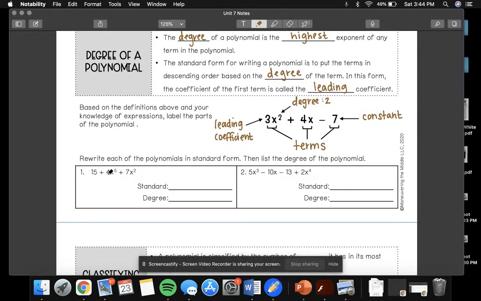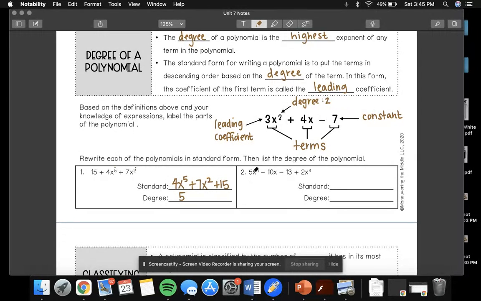Okay, so we have 15 plus 4x to the fifth plus 7x to the second. I see the highest exponent being an x to the fifth, so we are going to start off with 4x to the fifth. The next highest exponent I see is a 2, so we're going to put that one next, 7x to the second. And our final one is just 15, so we'll put 15 last. So in standard form, this is rewritten as 4x to the fifth plus 7x squared plus 15. The degree is the exponent, and so this is a degree 5 polynomial.